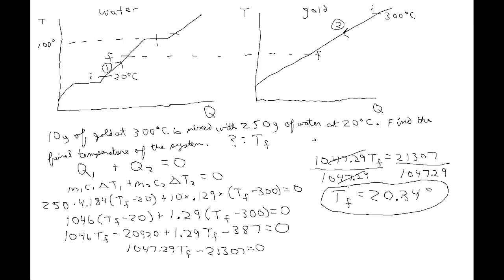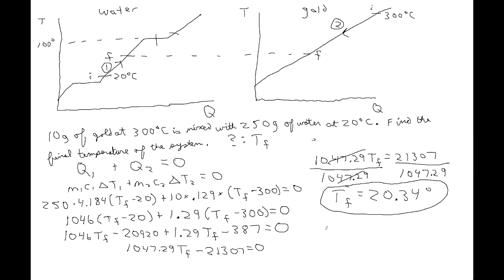And we can tell that our guess was correct because the temperature did come out to be between 20 and 100 degrees. For the sake of argument, suppose that we had tried solving the problem this way, and suppose we had gotten that the TF was equal to, say, 120 degrees. That's not what happened, but just suppose that happened. What would that tell you?